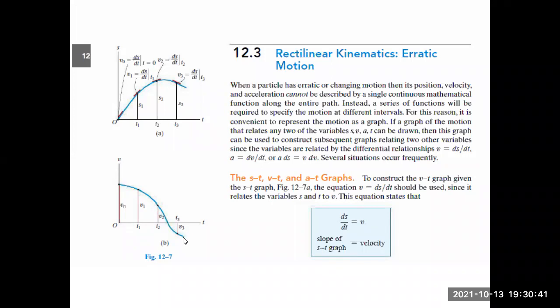It depends on the journey, how long you want to plot the velocity, for how many seconds. So now we've plotted the velocity for t naught, t sub 1, t sub 2, t sub 3, up to here. How did we calculate the values for v naught, v1, v2, v3? We made use of the differentiation of s with respect to t, because ds over dt is equal to velocity.